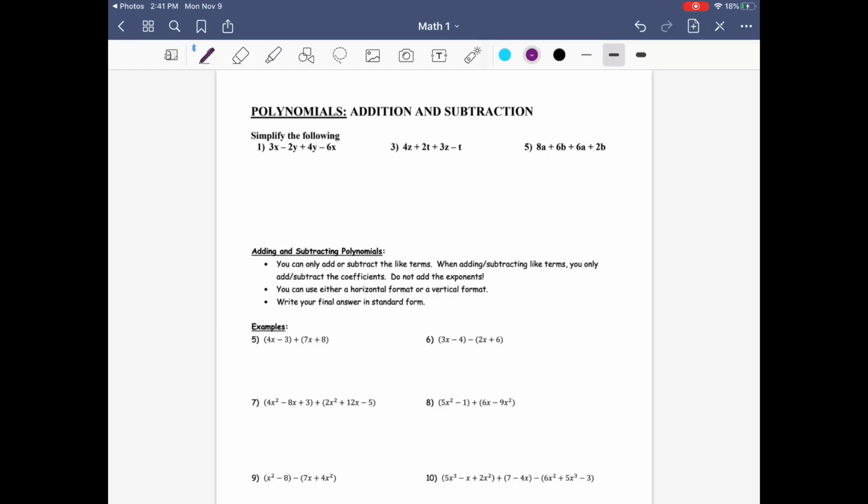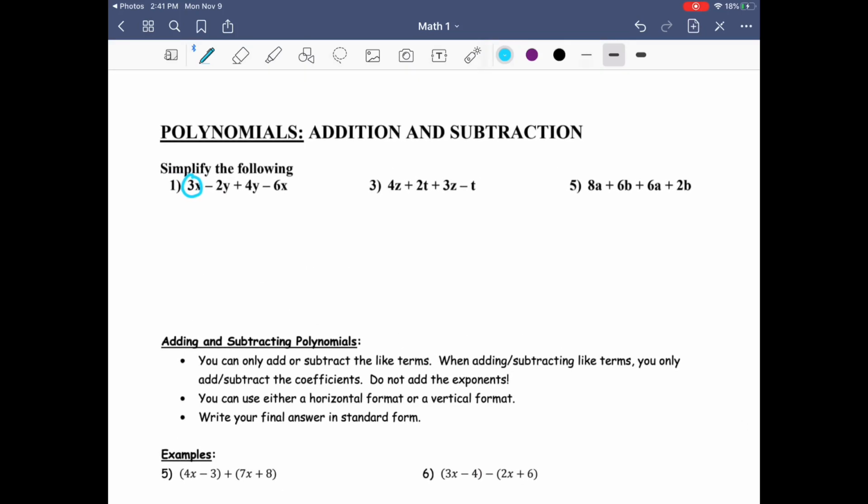All right, so what we're going to do is we're actually going to do some adding and subtracting. Hopefully this should be a very easy topic. But in order to add or subtract, you got to make sure you know what your like terms are. So when I'm looking at number 1, I can only add together same variables with same exponents. So I have 3x and negative 6x. So that's going to turn into negative 3x, because 3 minus 6 is going to be negative 3. And then I have negative 2y and positive 4y, so that's going to be 2y.